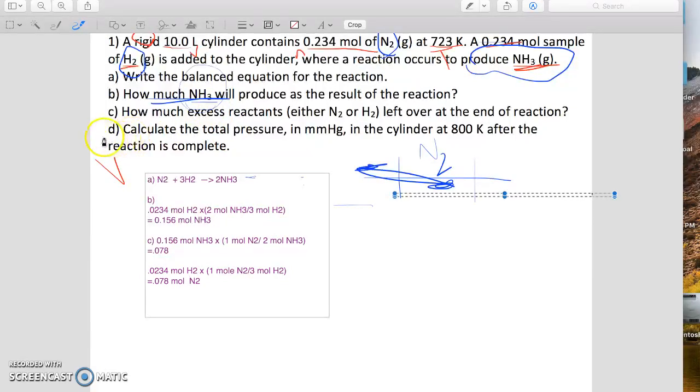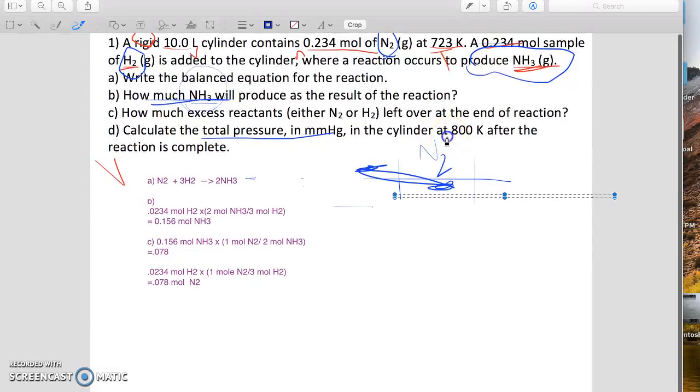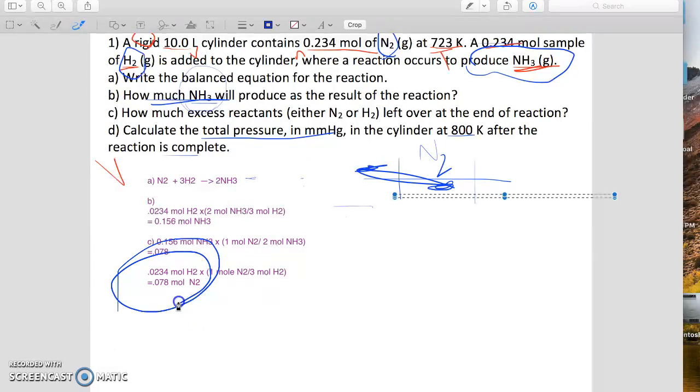Alright, so let's see. D said calculate the total pressure in the cylinder at this temperature. Okay, notice my temperature change and the reaction is complete. If the reaction completes, what is going to be left? Well, it's easy. You're going to have this much of N2 left, and also since this is produced, this number of NH3 is going to be there.